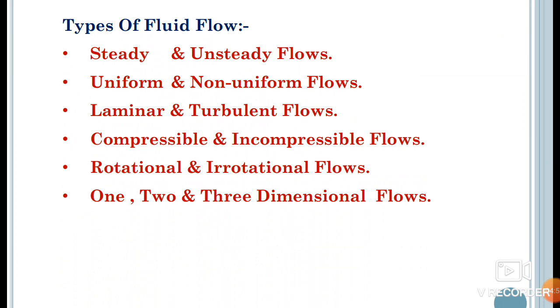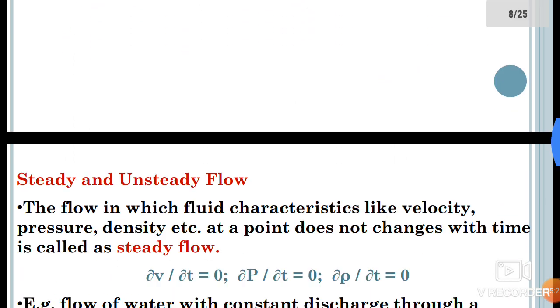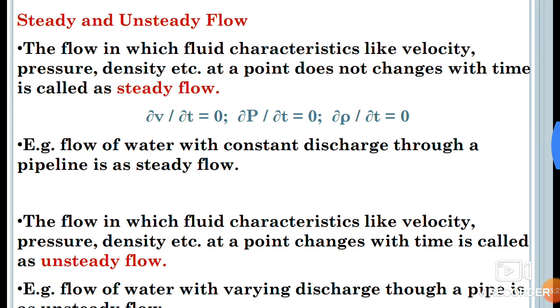Now there are different types of fluid flow. You all know that fluid will flow. There are different types: steady and unsteady flow, uniform and non-uniform flow, laminar and turbulent flow, compressible and incompressible flow, rotational and irrotational flows, 1, 2 and 3 dimensional flows. So these are the different types of fluid flows. We will move on to each of them.